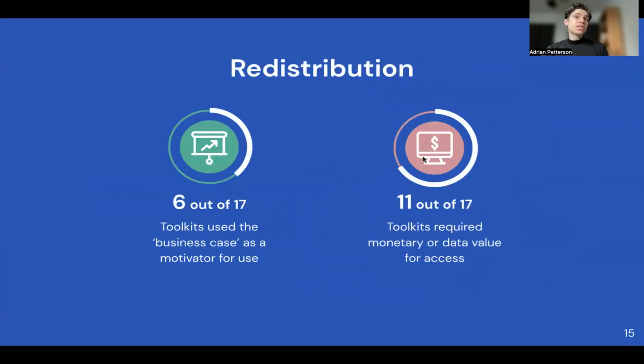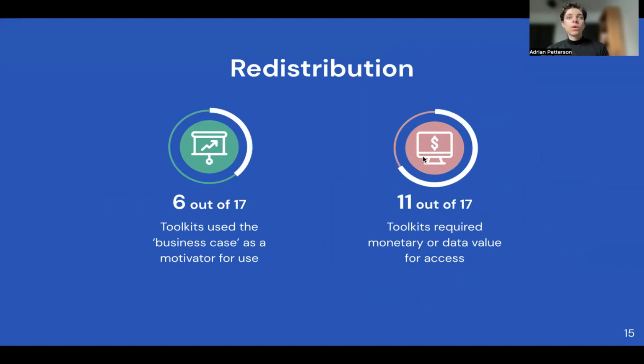On the dimension of redistribution, toolkits generally fared better, as many approached equity in design through the lens of access rather than world building. Only 6 out of 17 of the toolkits used the business case, claiming that using the toolkits would result in market gain for the toolkit user, which also reinforces resource injustices. Interestingly, these toolkits tended to come from academic sources.